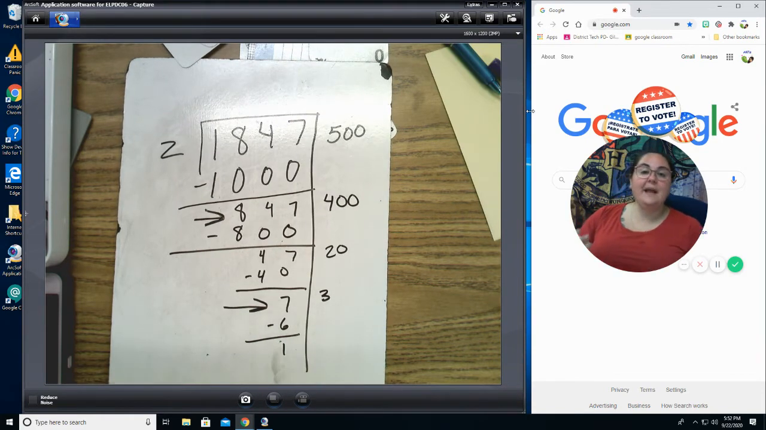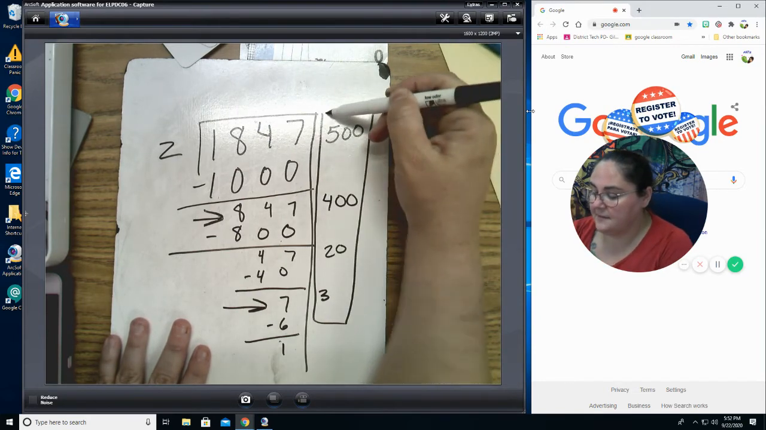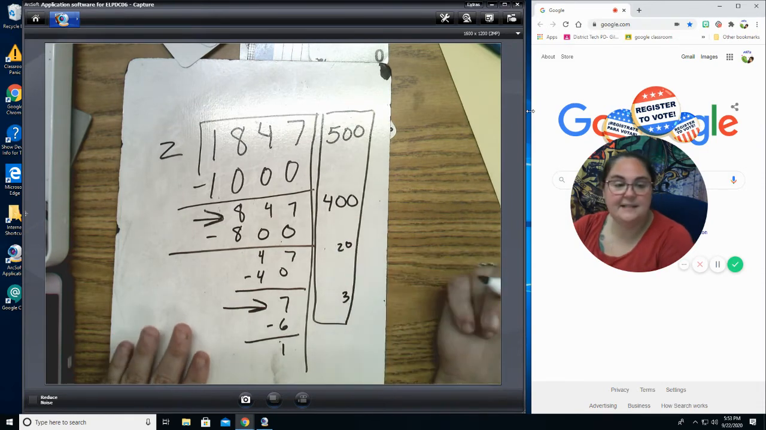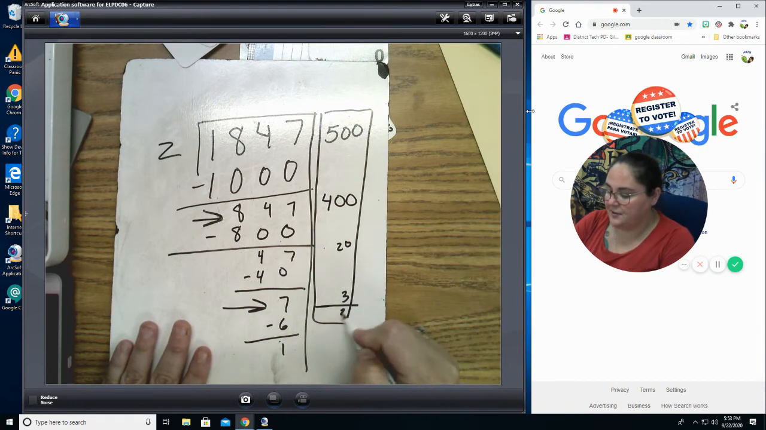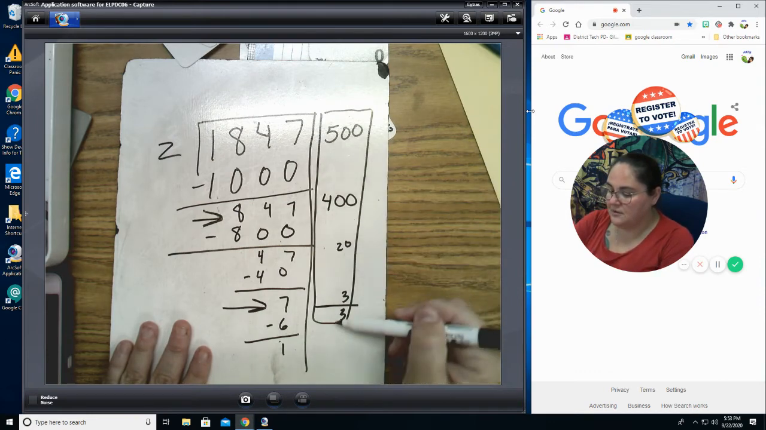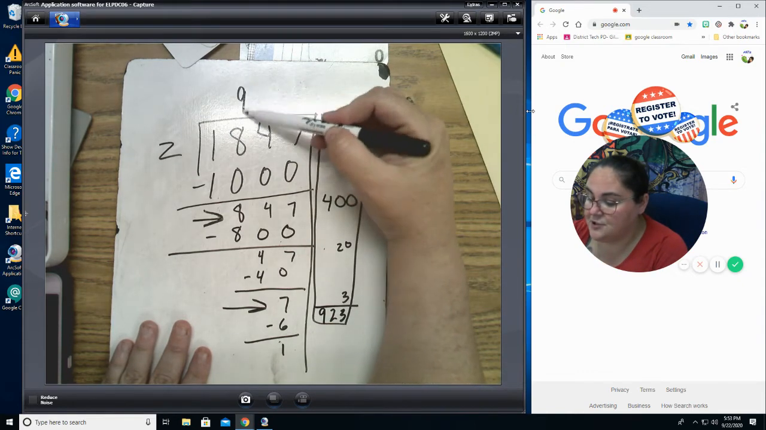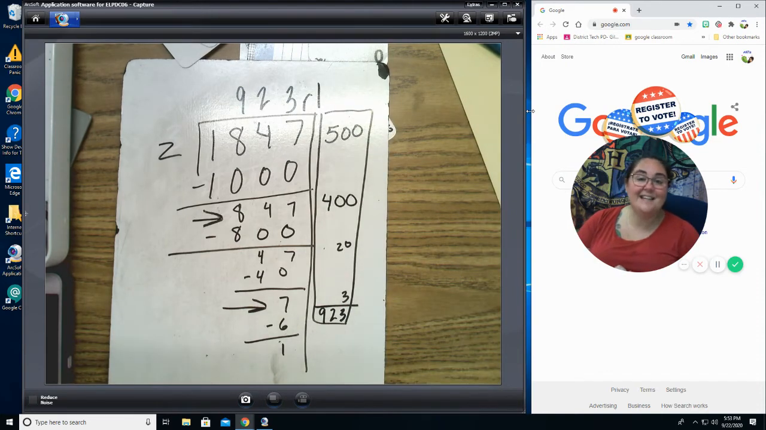Now, to find your answer when you're using partial quotients, what you do is you add up all of these numbers to the side. So I'm going to make sure that they're lined up. Nice and easy. And then I'm going to add them. 3 plus 0 plus 0 plus 0 is 3. 0 plus 0 plus 2 is 2. 5 plus 4 is 9. So my answer is 923, remainder 1. That's how you do partial quotients. Kind of tricky, but it can be helpful.